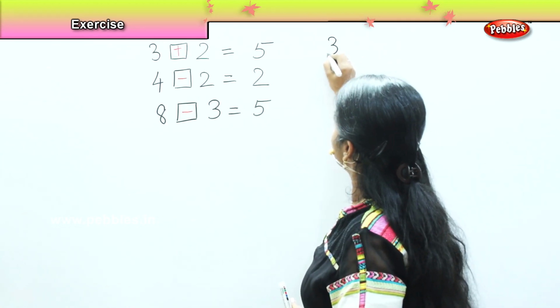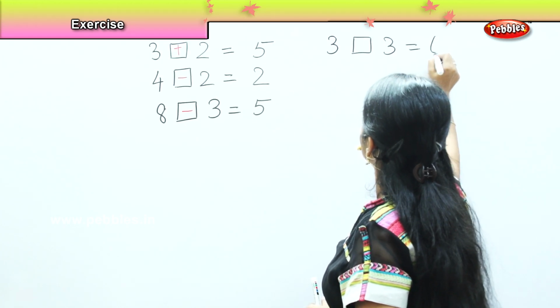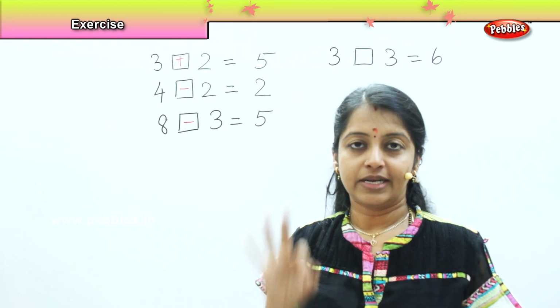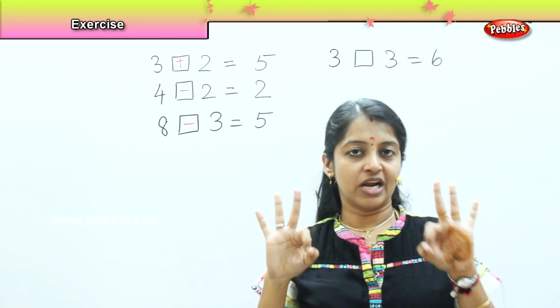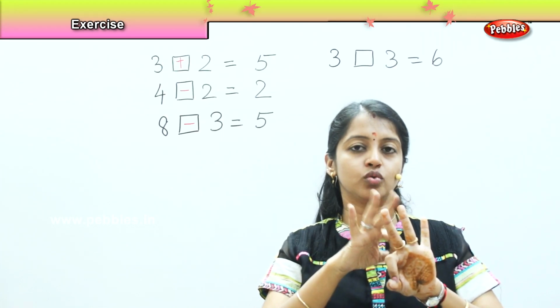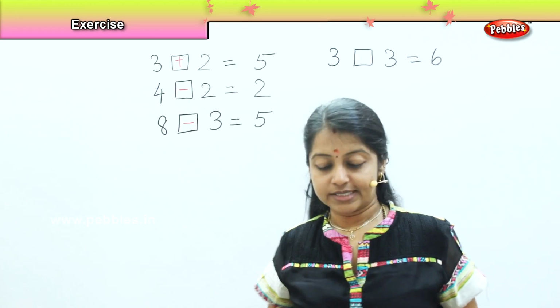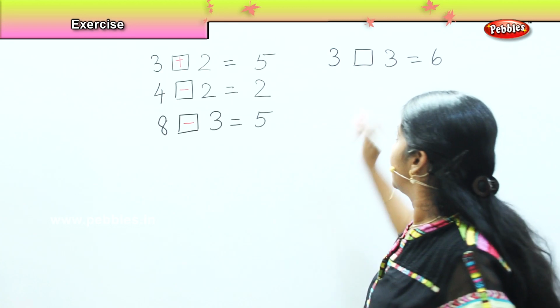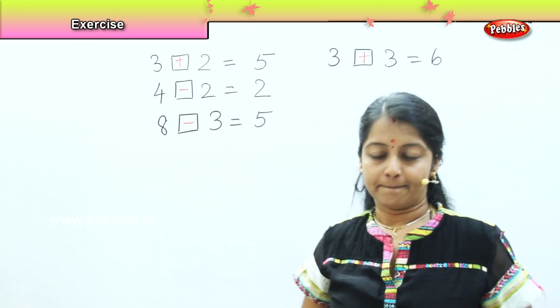Now, 3, 3, equal to 6. So, what will we do? I will take 3 in one hand and I will take 3 in another hand. Shall we add? 1, 2, 3, 4, 5, 6. What is the answer given for me? 6. So, which means what will come here? It will be addition. I need to add the sum.